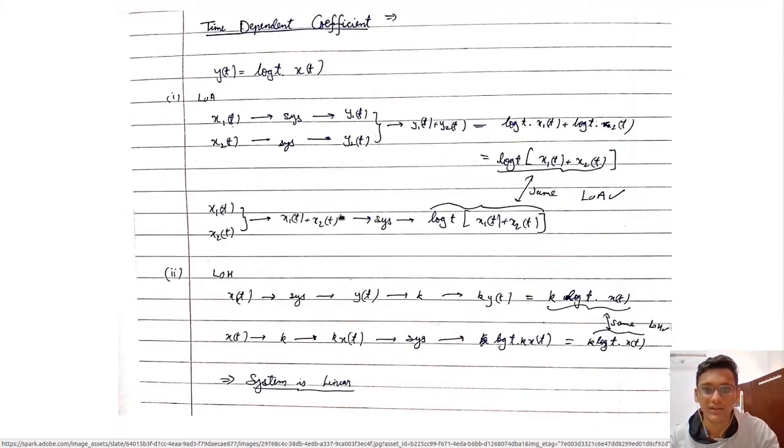Now, taking these two signals, adding them, and passing them to the system, we get, according to the system relationship, log t times x1(t) plus x2(t). Since we can see these two are the same, the law of additivity is obeyed.